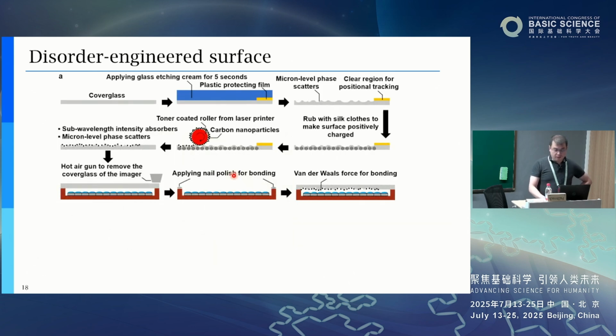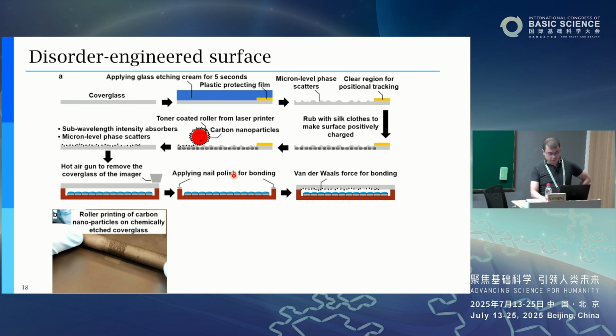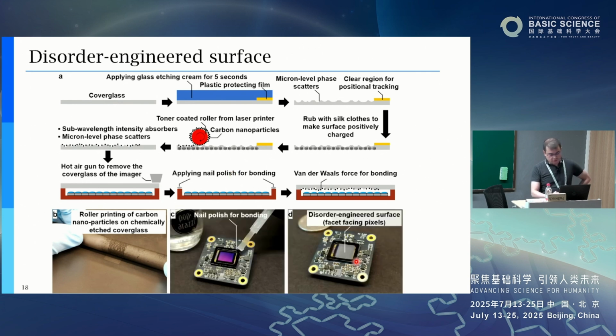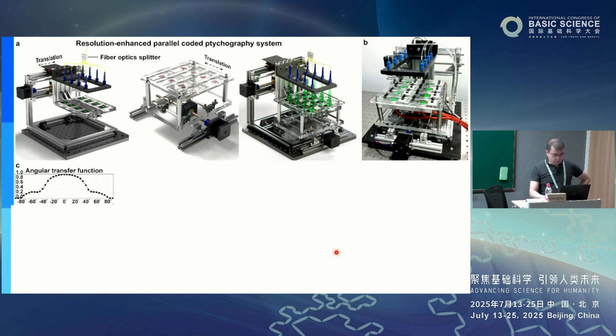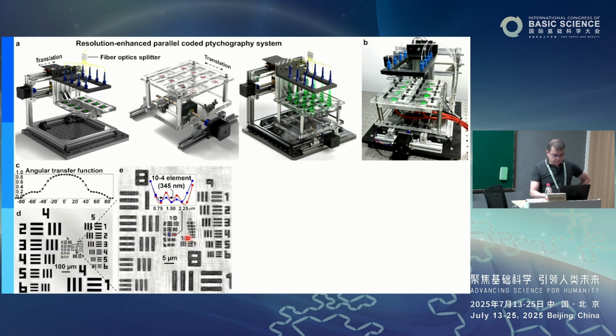So we developed a process to do that. We have these microparticles on the image sensor. This is the final device we made. Without using the bud cells, we can just use these nanoparticles and put them on top of the surface. This is the prototype we made, and this is the best performance we can get.